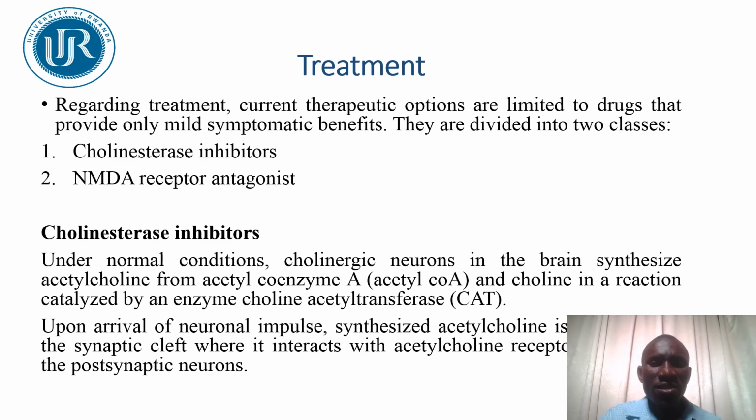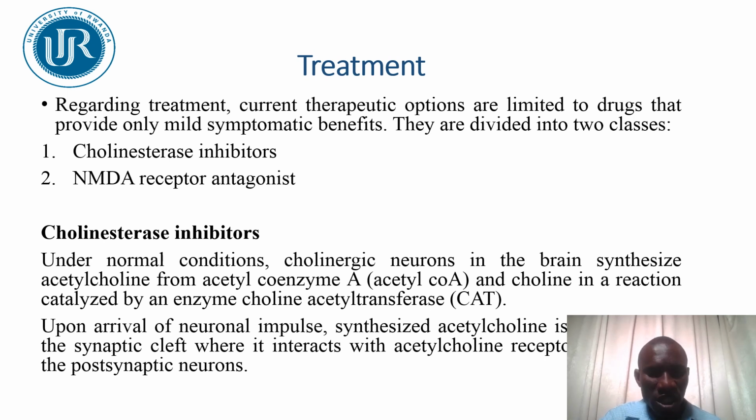Now, looking at the treatment of Alzheimer's disease. Regarding treatment, current therapeutic options are limited to drugs that provide only mild symptomatic benefits. They are divided into two classes: 1. Cholinesterase inhibitors. 2. NMDA receptor antagonists. Now let's look at the cholinesterase inhibitors.